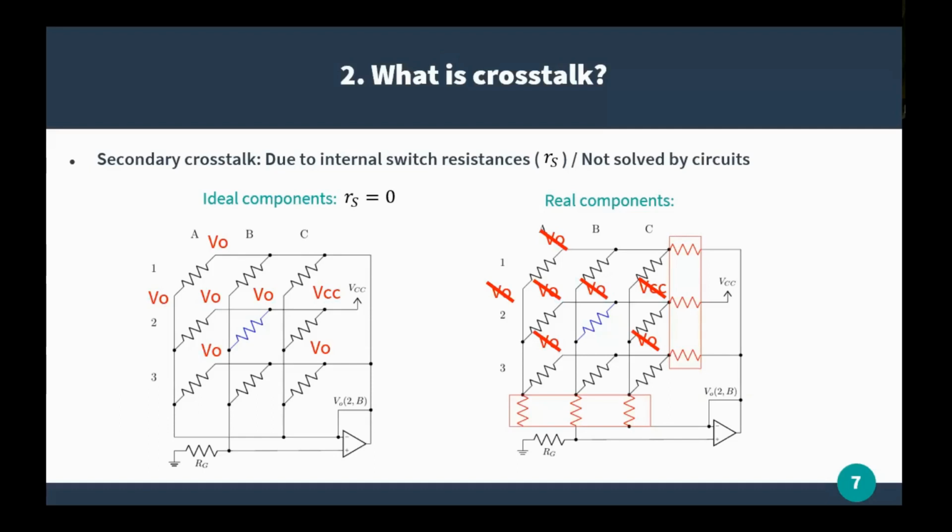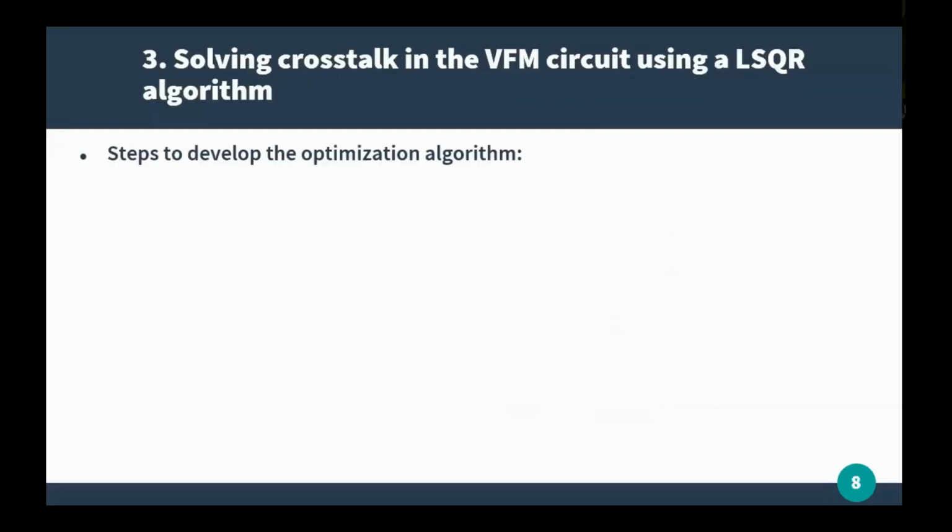So how do we address this one? Because there's no circuit that solves this one. We have developed an optimization algorithm for this purpose, which means that we have to do it in a post-processing way. We have developed an algorithm which iterates the value of the sensors and the value of the switch resistances to match the real output voltages of the circuit.